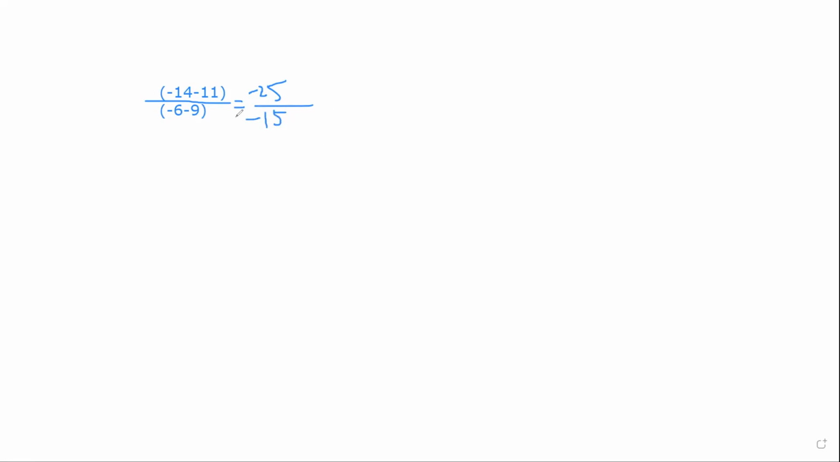See, here's my fraction with the big numbers. Both of those end in 5, so I know automatically that they're both divisible by 5. I can reduce those. I've got a negative divided by a negative, which automatically makes it positive. So my end number is 5/3.